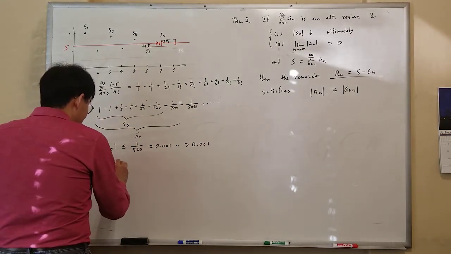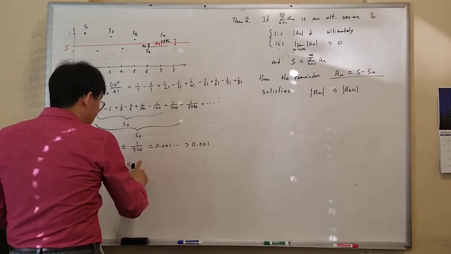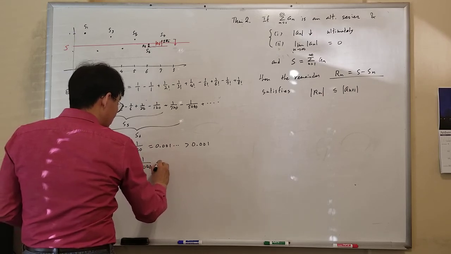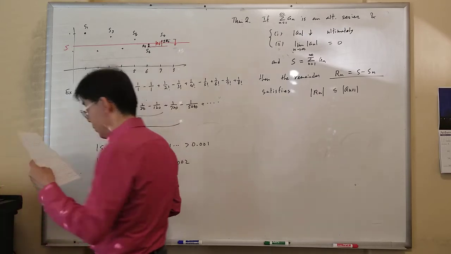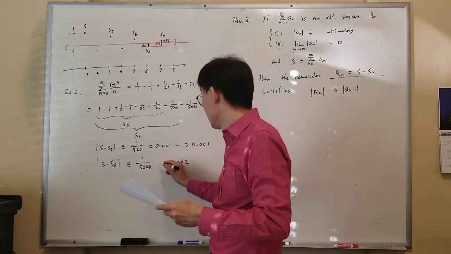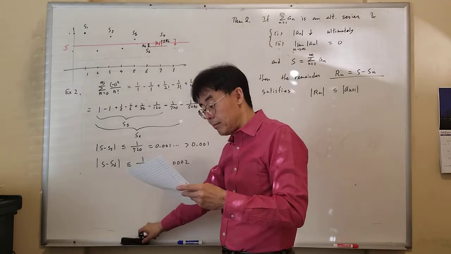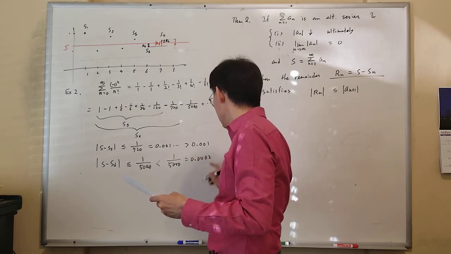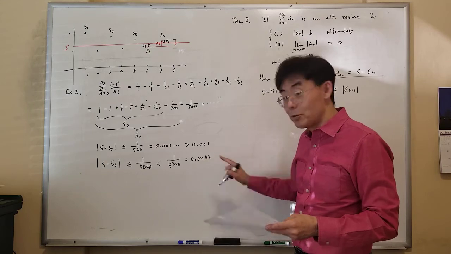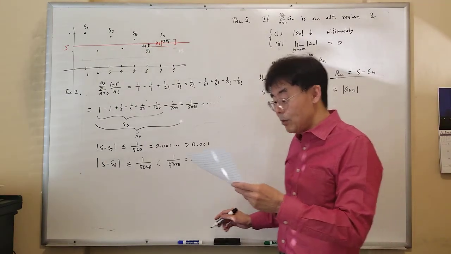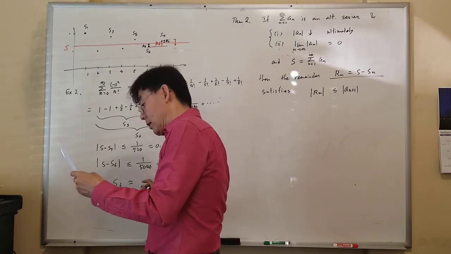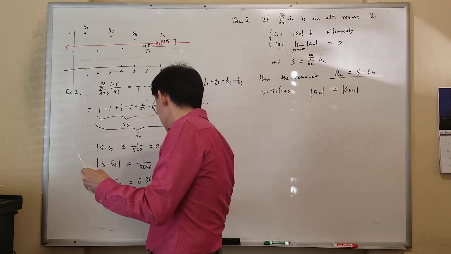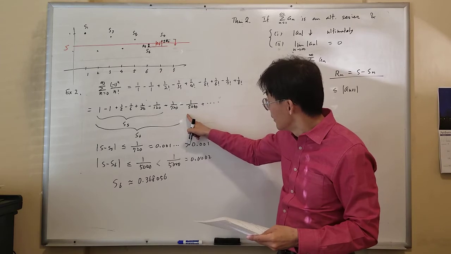But if you use S6, according to this, the error is smaller than S7, the next term. If you stop here, smaller than this one, which is about 0.0002. Okay? It's actually slightly less than this one, so this is less than exactly 1 over 5040. So your error is less than 0.0002. And your S6 is what? 0.36856.